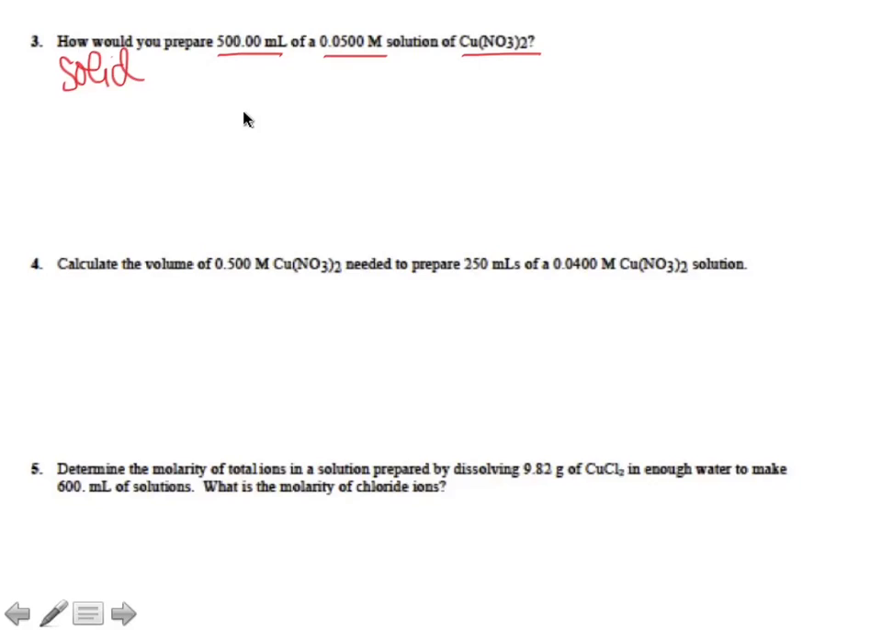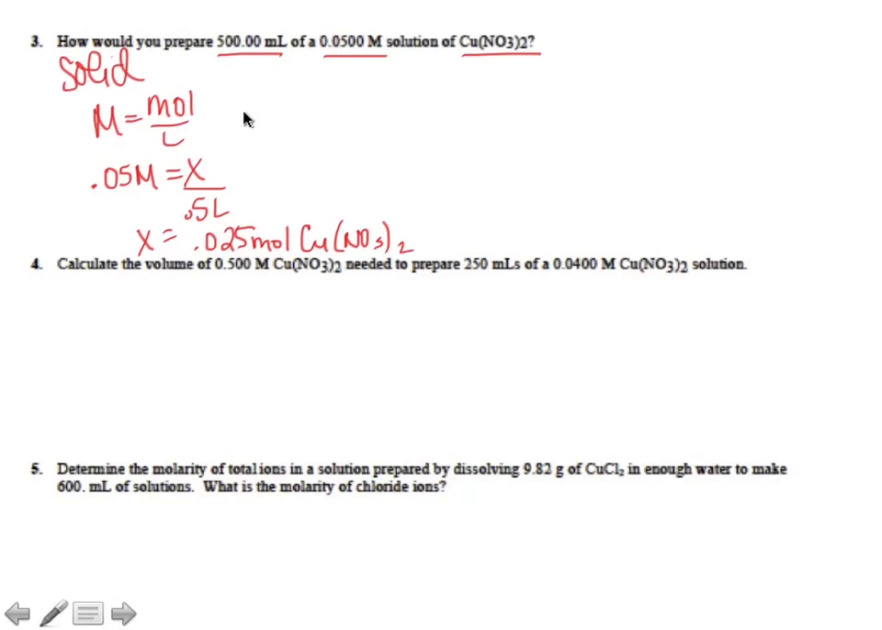So you could do like 0.05 equals x over 0.5. Okay. So we know, so M equals moles per liter, and you said 0.05 molar, and we don't know how much, but we need 0.5 liters. So how many moles do we need? So we need 0.025 moles of copper 2 nitrate.